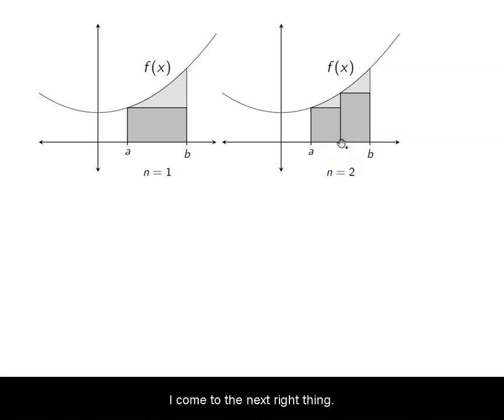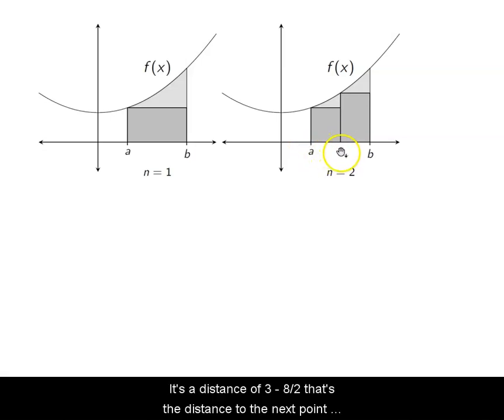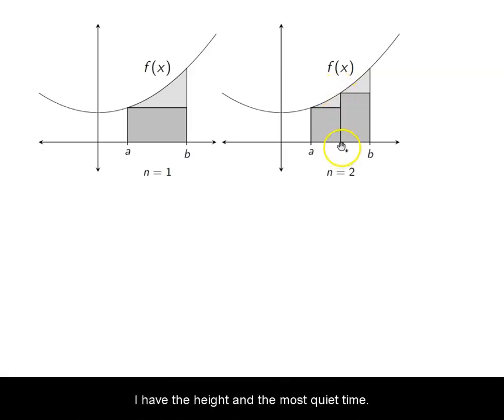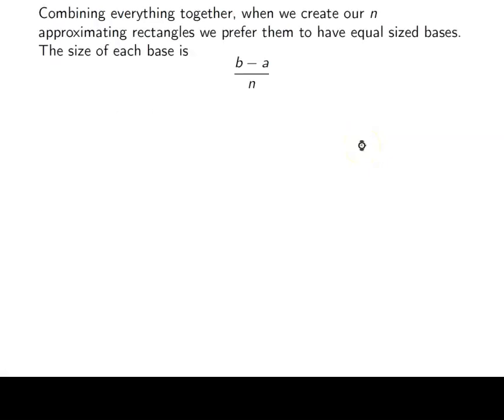I come to the next rectangle. It's a distance of b minus a over 2. That's the distance to the next point that I'm interested in. Plug that into my function, and now I have the height, and I can multiply that times the length, which is b minus a over 2 in this case.